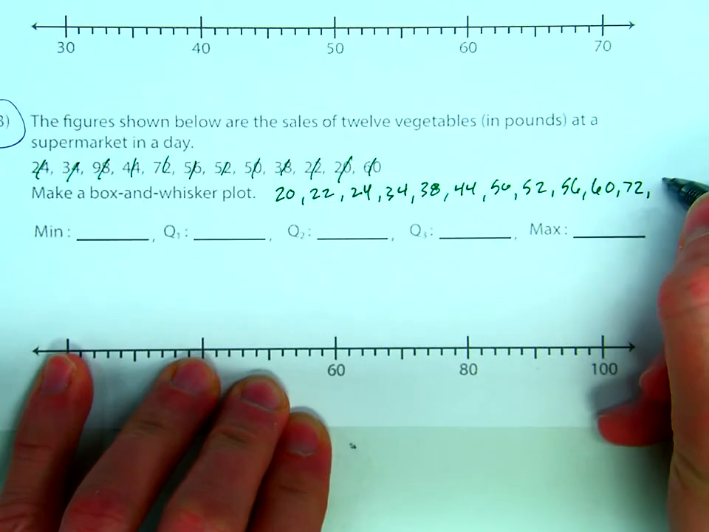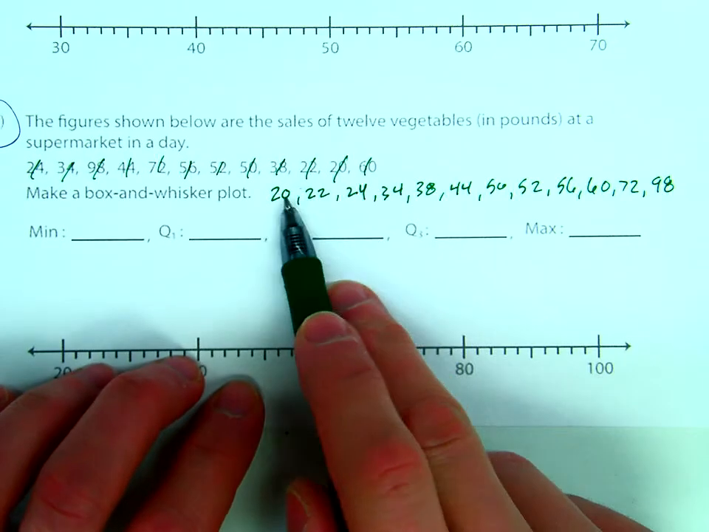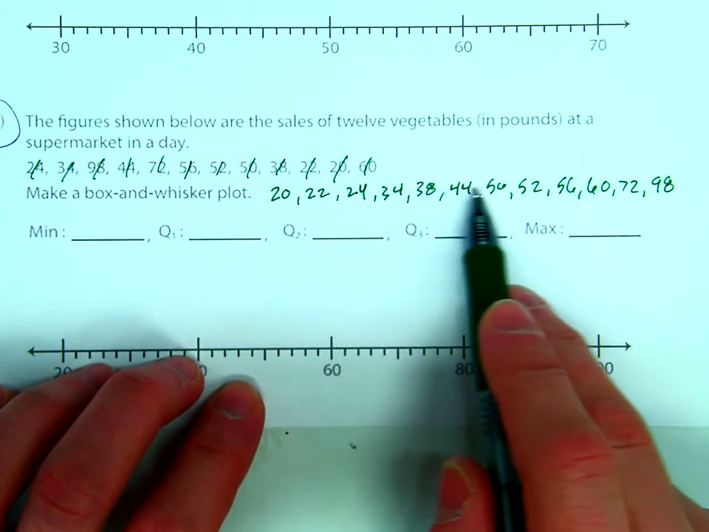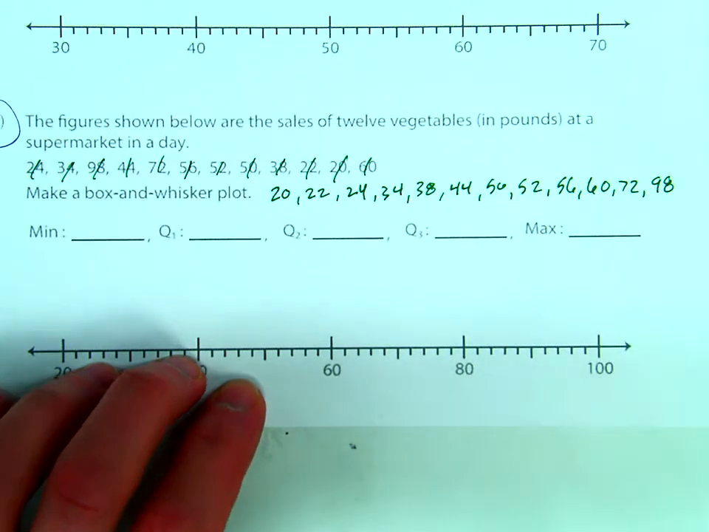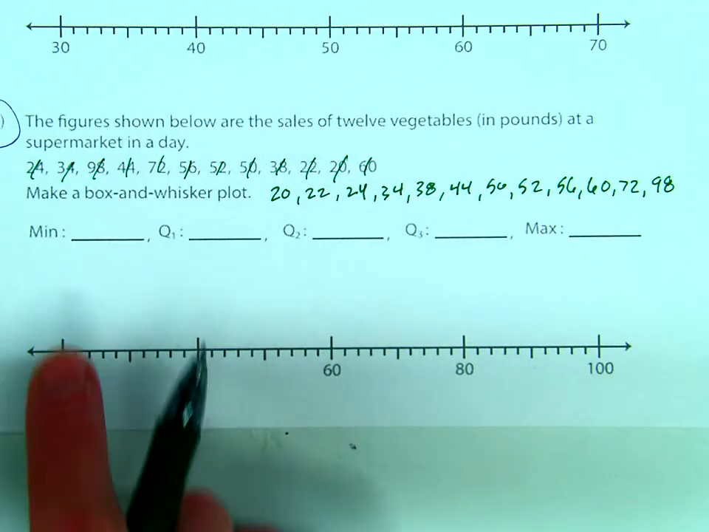Remember, crossing out your data points as you put them in order helps you make sure that you don't miss one. So again, we should have 12 numbers. And we're good. Now, to make a box and whisker plot below, we have 5 main numbers we're checking out.